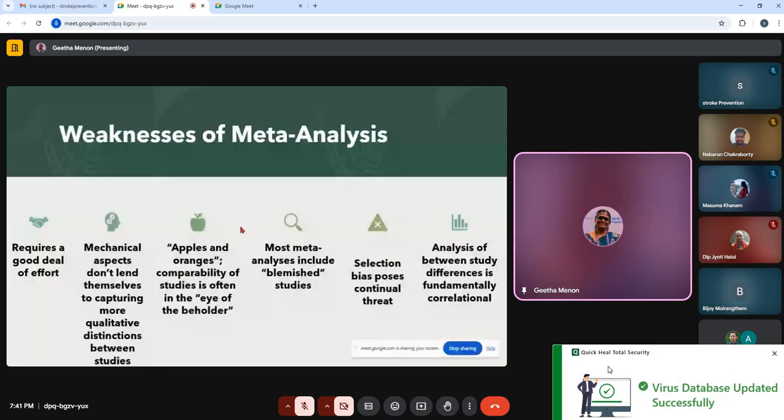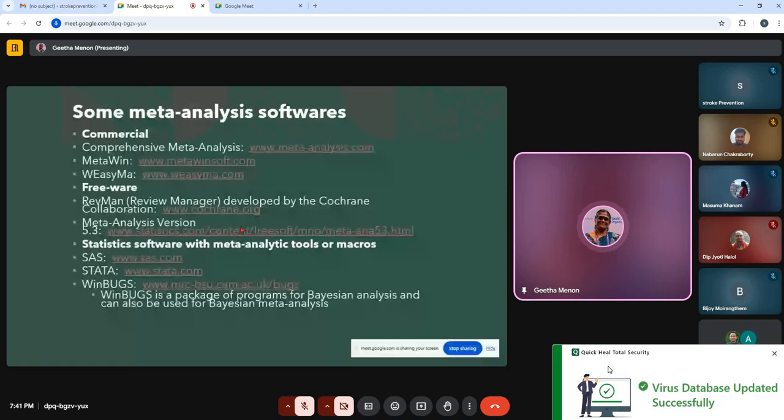So there are a lot of meta-analysis software. Some of them are commercial and some of them are free. You can use any of them. Revman, earlier it was free. I think now it is priced. Then there are many other softwares available for doing meta-analysis. Even Stata can be used for meta-analysis.